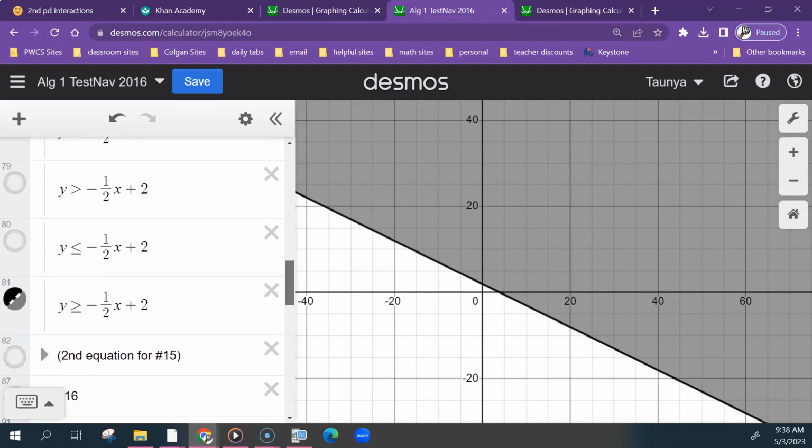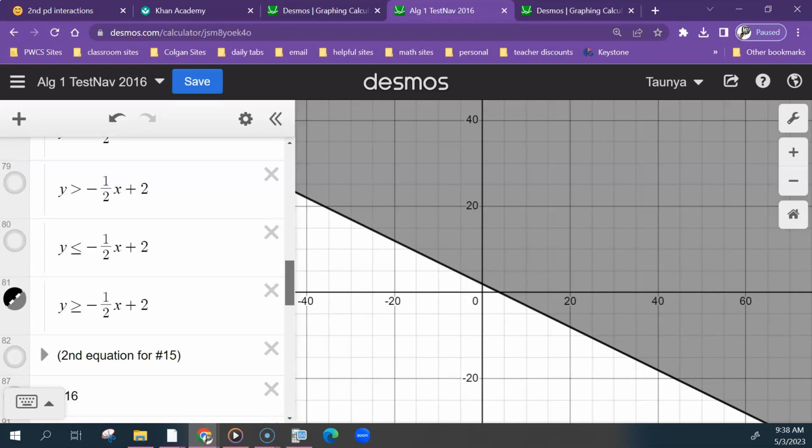I was trying to figure out what this was. So the first one has to be a solid line because of the slope and the y-intercept, if you compare it to what's on the graph. So it has to be one of these two. And then it's shaded above, so it has to be this one. So greater than or equal to was the symbol for the first one.